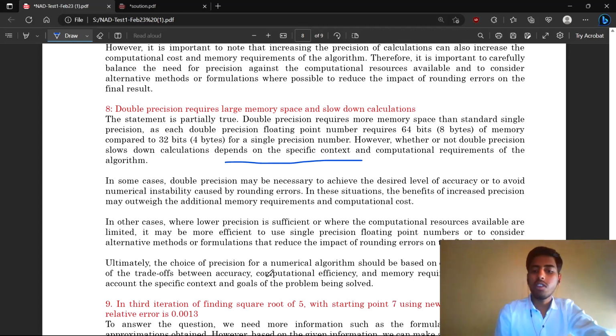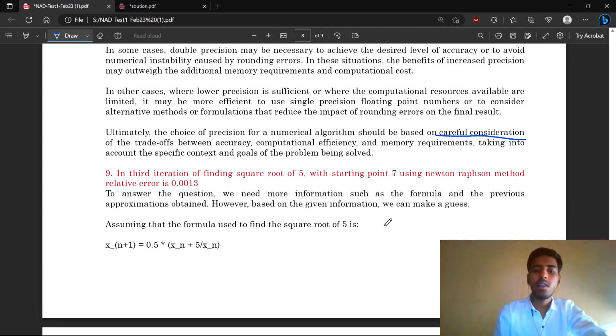Ultimately, the choice of precision of a numerical algorithm should be based on careful consideration of the trade-offs between accuracy, computational efficiency, and memory requirements, taking into account the specific context and goals of the problem being solved. So it is true, obviously. Move on to the ninth statement.